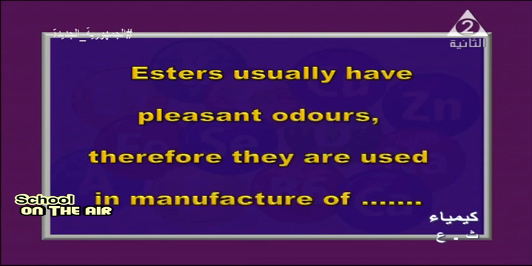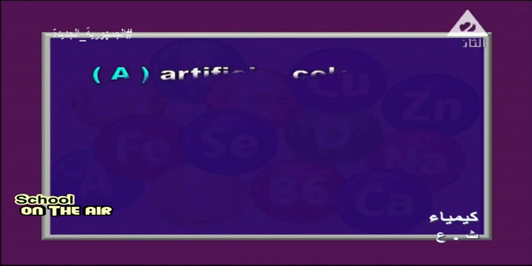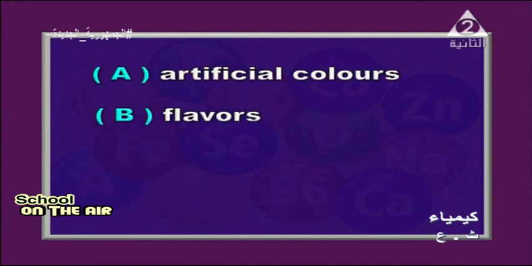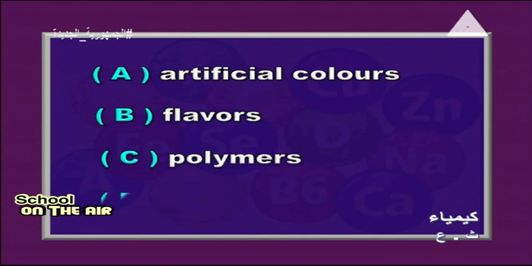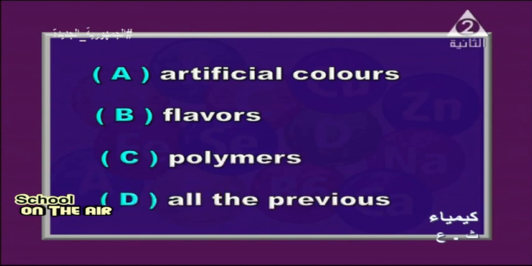Next point. Esters usually have pleasant odor. Therefore, they are used in manufacture of what? Artificial colors, flavors, polymers, all the previous. If you think about it, yes, it will be flavors.